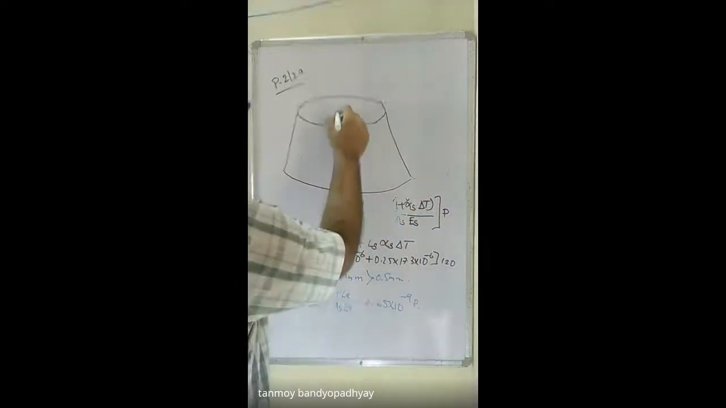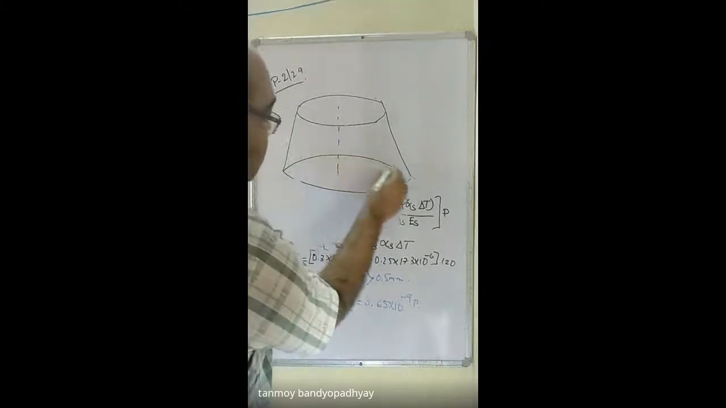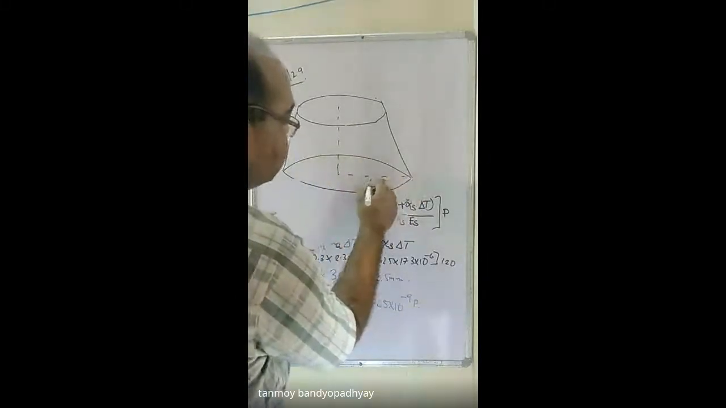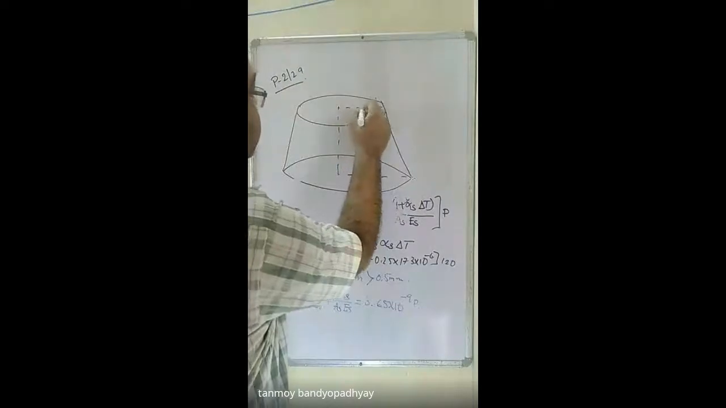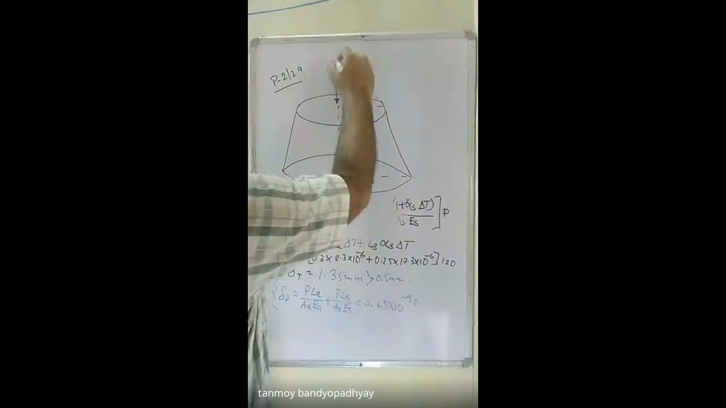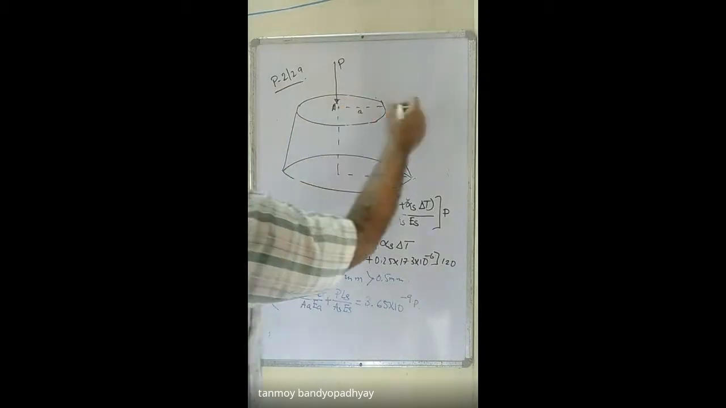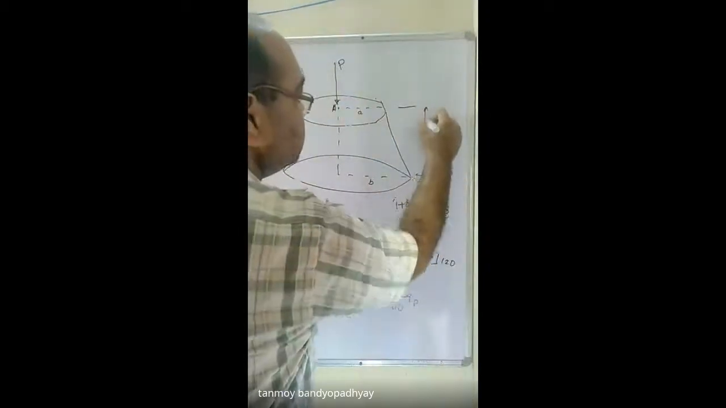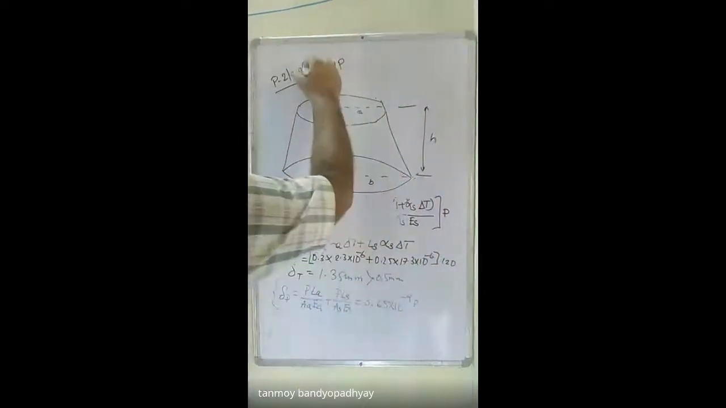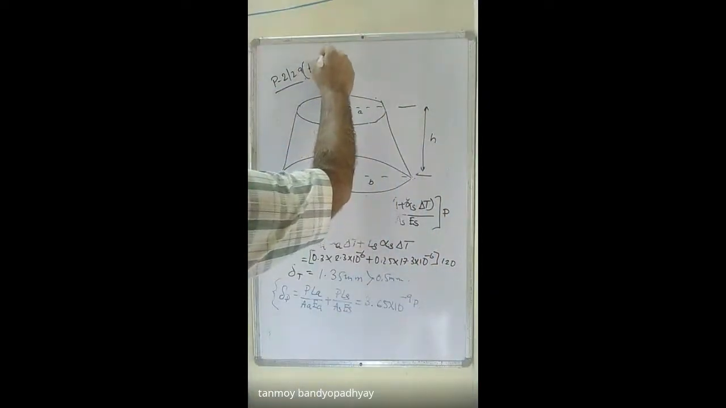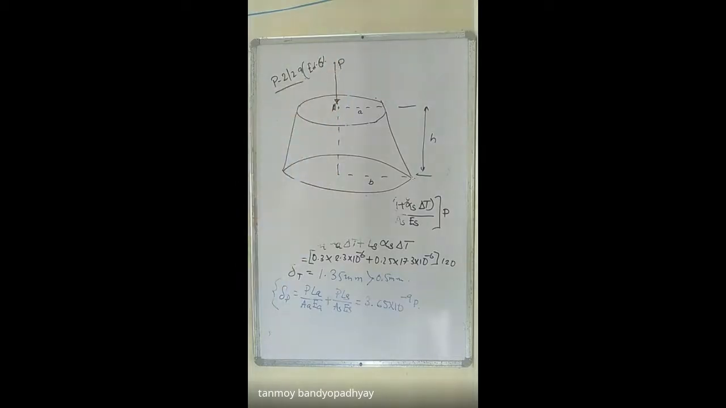There is a base. This radius is given to be capital B, this radius is given to be small a, and a compressive load of capital P is acting on this one. This one is the point A, and the height is small h. So just check this problem, problem number 229, edition 6, Beer and Johnston.